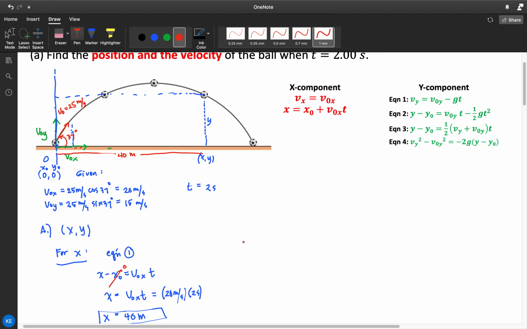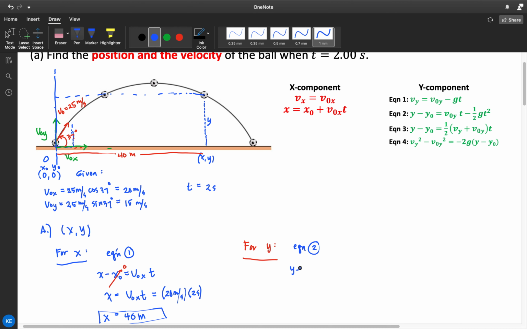Next, it's for its position or height y. Look for an equation that has position y but no x. It could be equation 2, 3, or 4. But if you'll notice, the final velocity at this point is not given. So I'm going to use equation 2, the equation without final velocity.